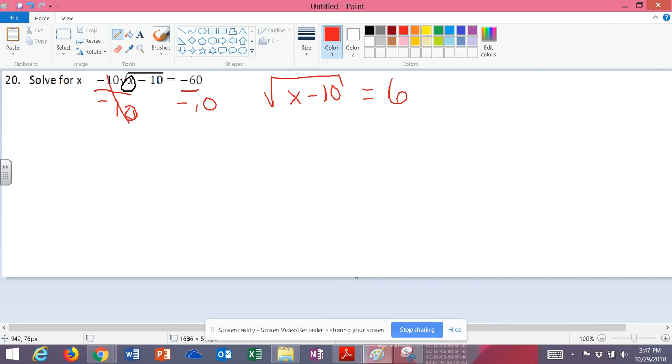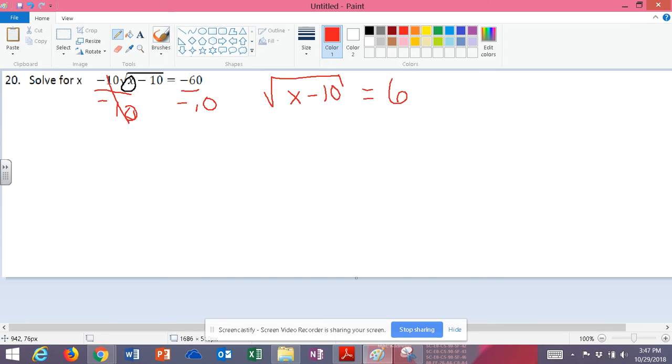So this is one of those times when you want to check if there's any red flags. We have the radical isolated, and it's equal to a positive number. So our solution will probably work. Remember, if our isolated radical equals a negative number, that's when we'd want to for sure double check that there's a solution.